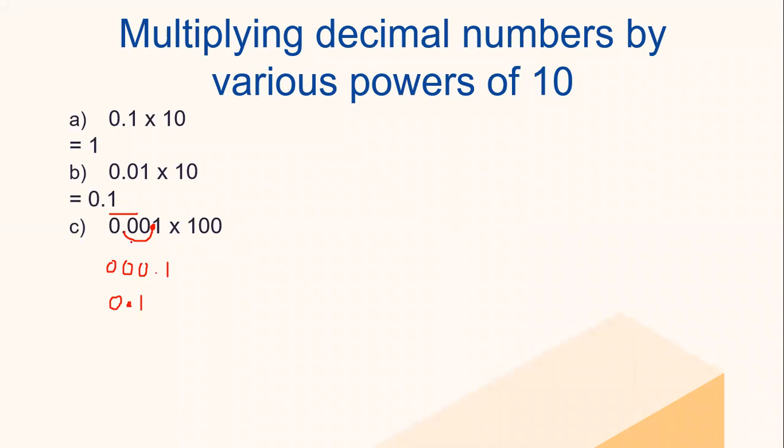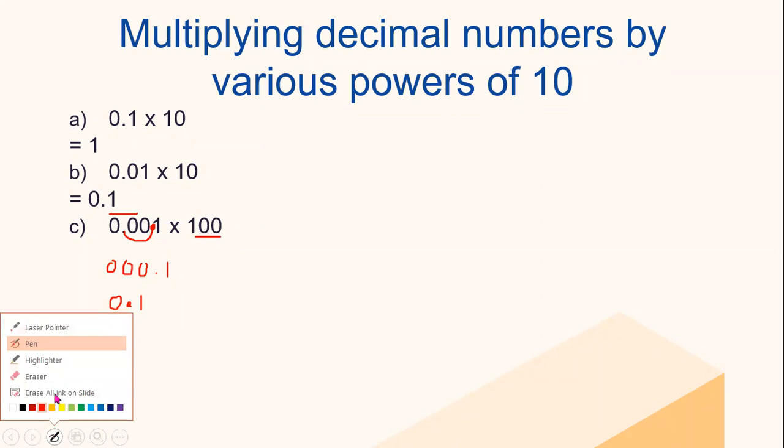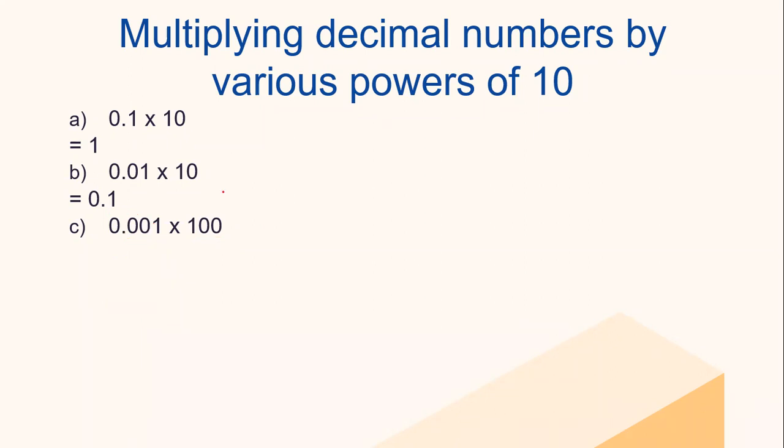0.1. Just shift the point. Just shift the decimal point, or the separator. The decimal separator will shift. How many zeros will be there? The number of zeros, that many places to the right-hand side. Or you can multiply this by 10 twice also. You can write the answer directly, or simply multiply.